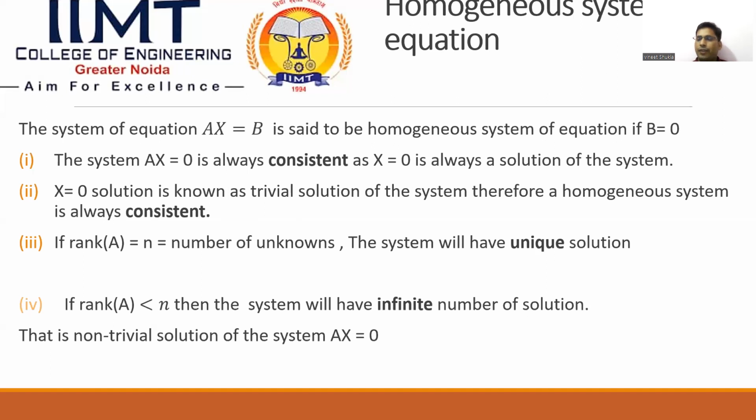Therefore, if the rank of A equals n, that is the number of unknowns, the system will have a unique solution, which is the trivial solution. And if the rank of A is less than n, then the system will have an infinite number of solutions, which are known as non-trivial solutions of the system Ax equals 0.